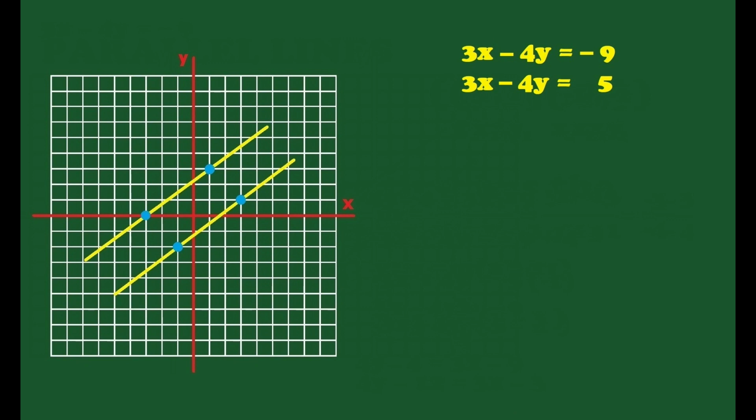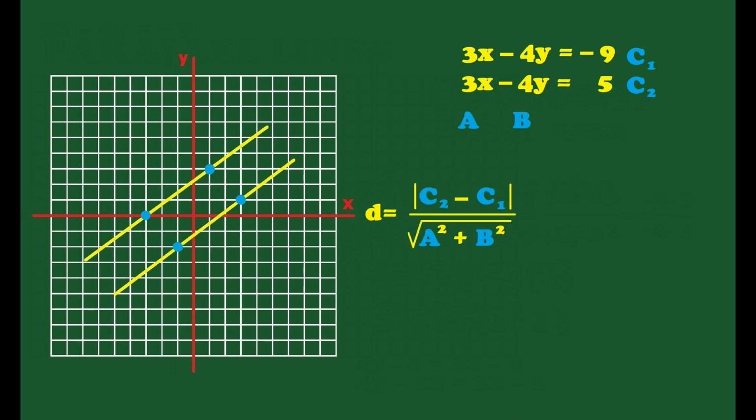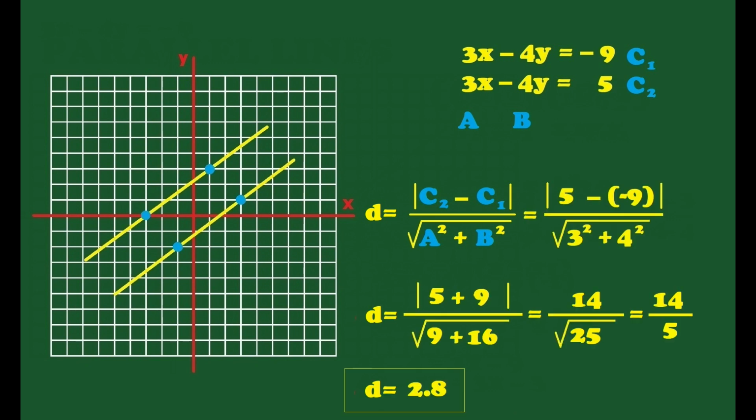We can now calculate the distance between them, but first we can do some markings, just like as shown. Using this formula, it's now easy to calculate. We can now do substitution from the above values. Assuming that the calculations are correct, we arrive at and calculated the distance between the two parallel lines. Distance is equal to 2.8.